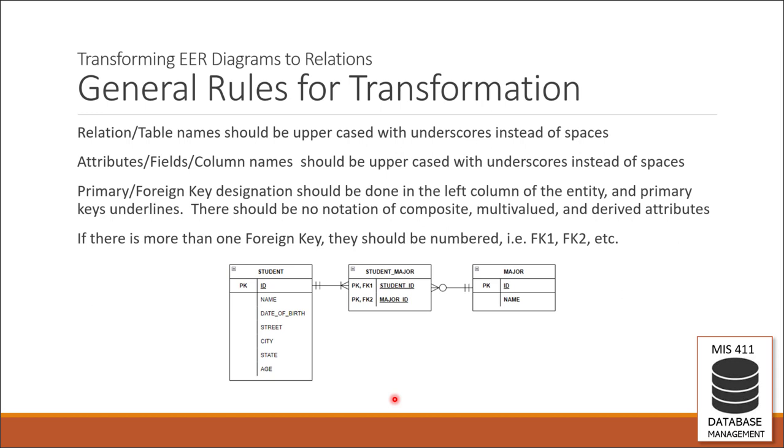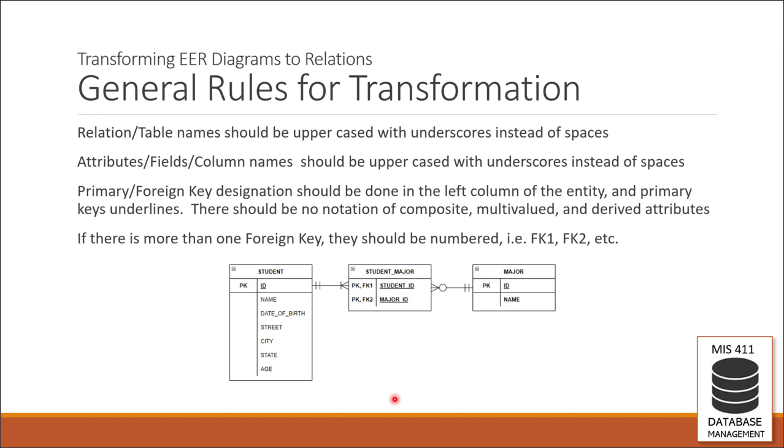Okay, relation and table names should be uppercased and use underscores instead of spaces. So you can see on the screen you have student major, relation or entity or table, and it's all uppercase, and we're using an underscore instead of a space between student major. Attributes, aka fields, aka column names, we're also going to uppercase and use underscores instead of spaces. Hopefully that's helpful. So essentially whether the object is the name of the relation or table itself, or an attribute, field, or column, we're always going to do an uppercase and use underscores instead of spaces.